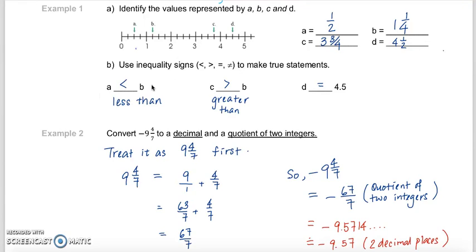So if we look at A and B on this number line, A is on the left side of B. That makes A less than B. When we compare C and B, C is on the right-hand side of B, so C must be greater than B. And D, when it compares to 4.5, it is exactly at 4.5, so D is equal to 4.5.